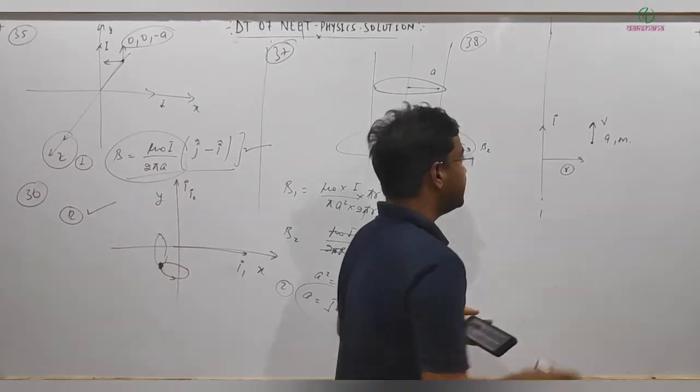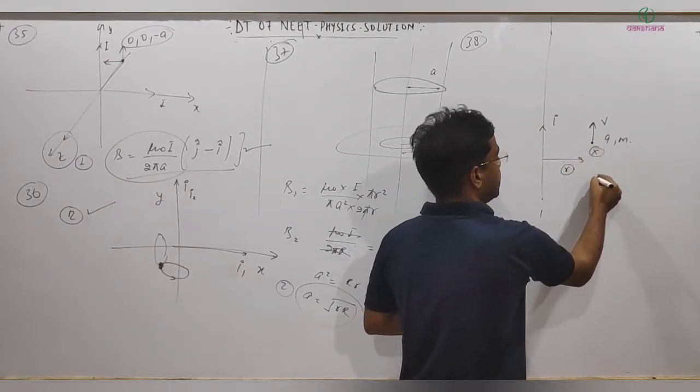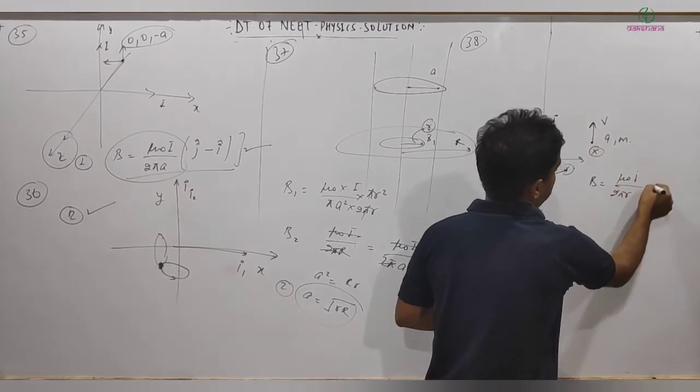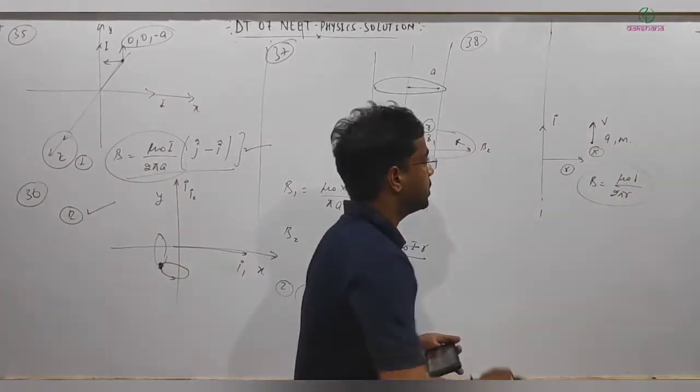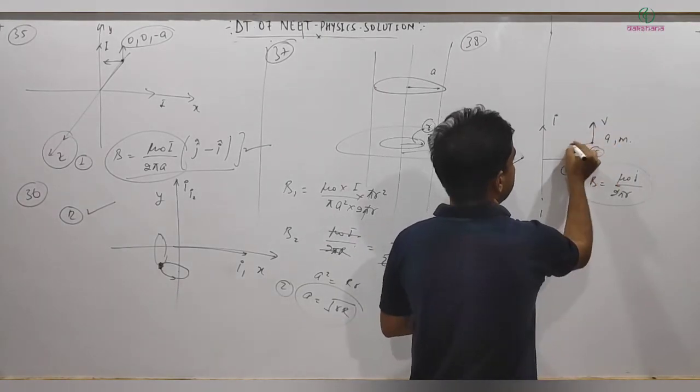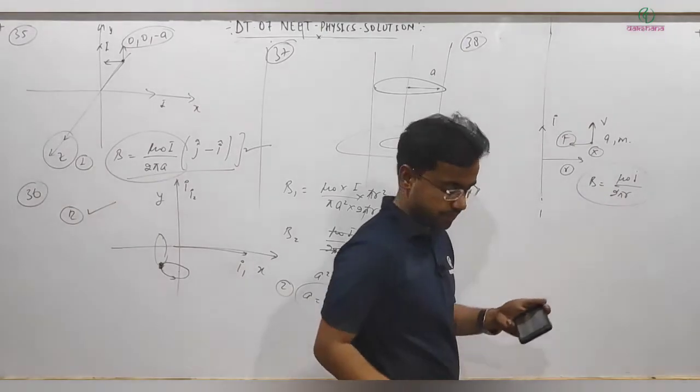Alright, so the magnetic field will be inward at this point, and B can be written as mu naught into I divided by 2 pi R. This is the B, and you can say B inward, so V cross B. So the force will be acting in this direction at this point of time.